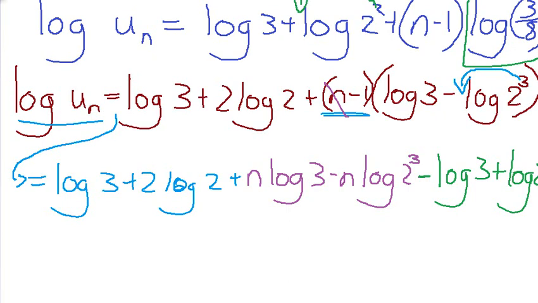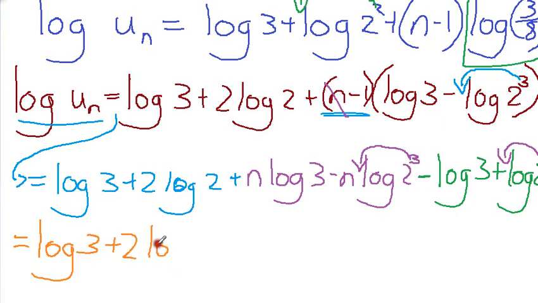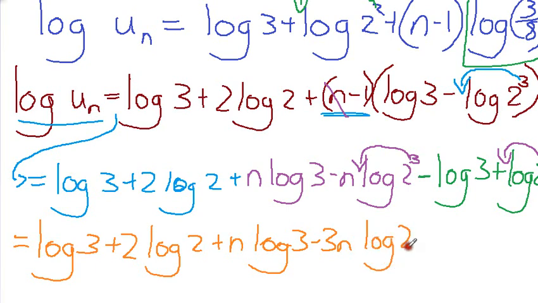So let's try and group some things together. We are going to now bring this 3 around the front, bring that round to the front there. So let's do it. Let's pick orange to do that. So we're going to be equal to the log of 3 plus 2 times the log of 2 plus n log 3 minus 3n log 2 minus log 3 plus 3 times the log of 2.